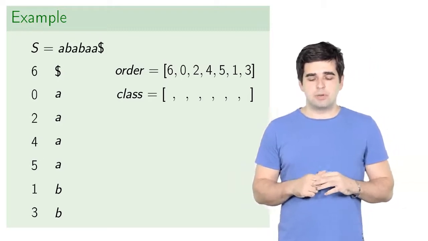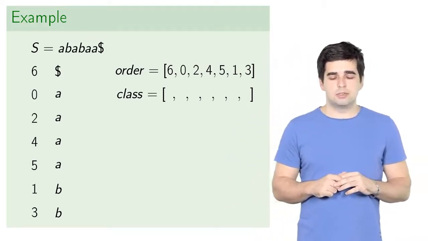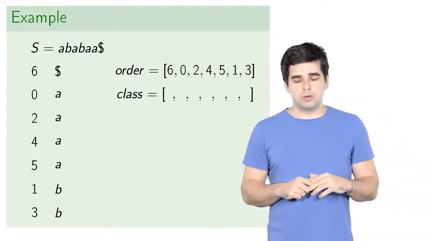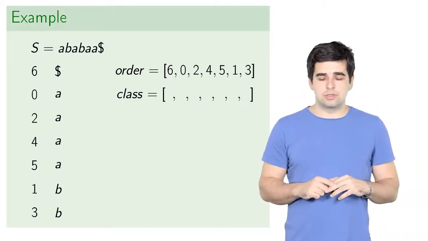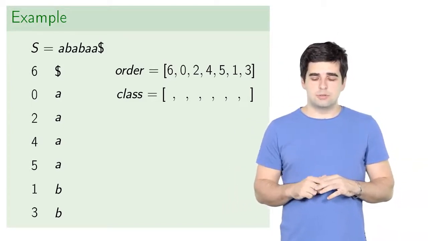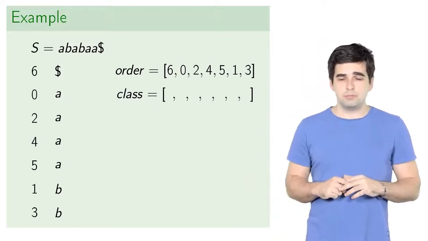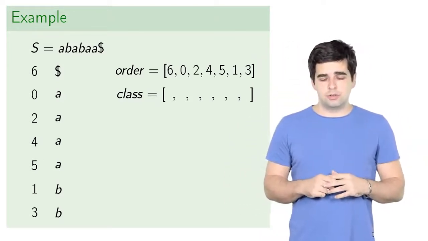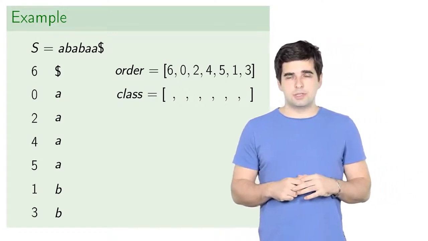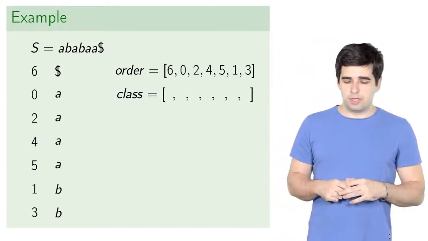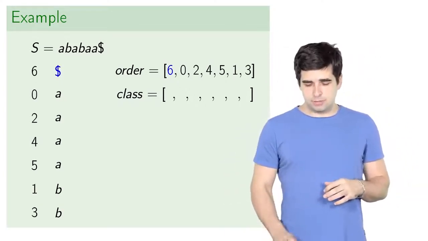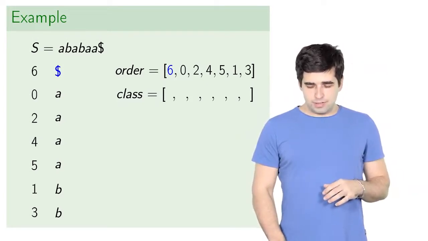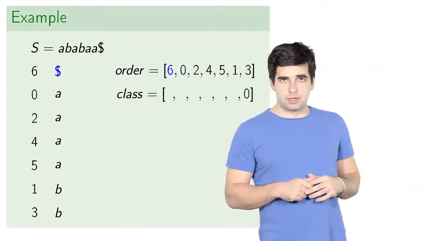Let's look at the example of sorted characters of the string. So we know already that the characters are sorted and their order is 6, 0, 2, 4, 5, 1, and 3. Now let's assign classes. We want to assign class 0 to the smallest of the cyclic shifts of the current length, which is $, which is in position 6. So we write 0 in position 6 of the array class.